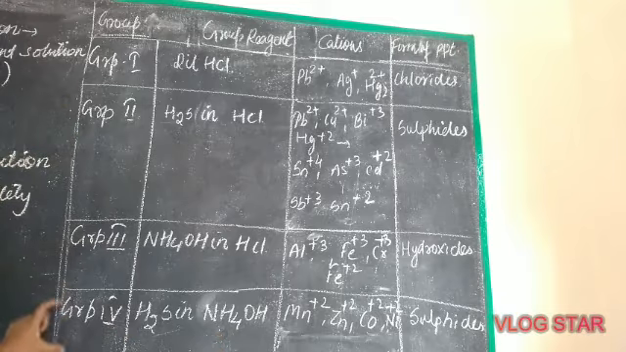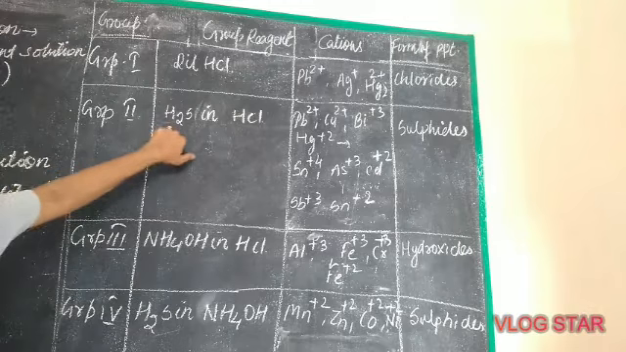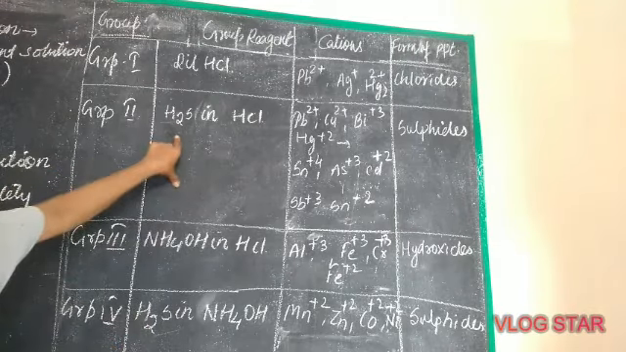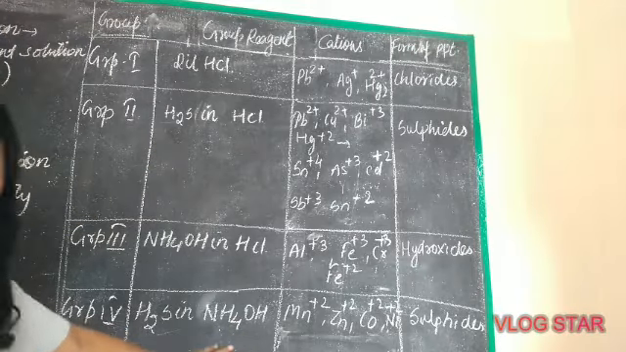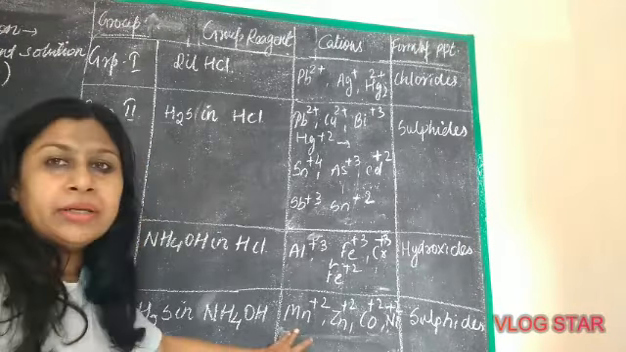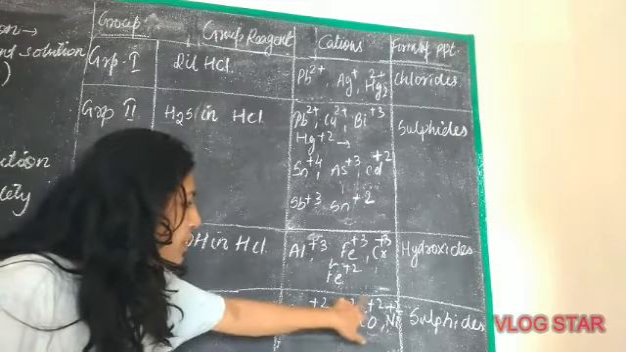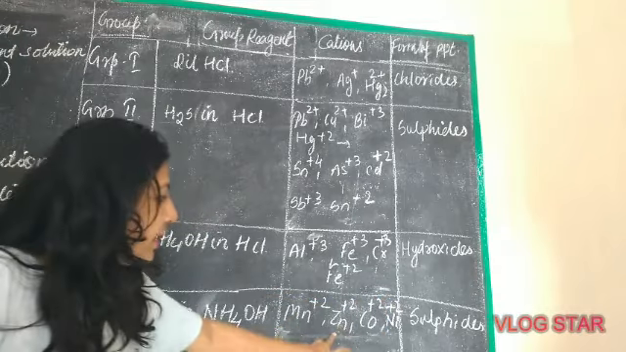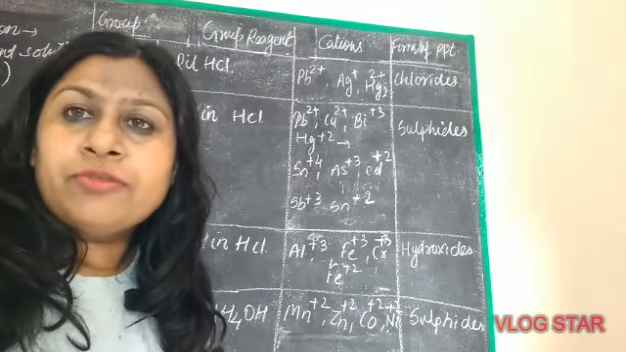Group 2 and group 4, here these both have the reagent, that is H2S. Here it is in presence of HCl, and here it is in presence of NH4OH. The radicals or the cations are Mn2+, Zn2+, Co2+, Ni2+. Manganese, zinc, cobalt, nickel, and they precipitate in form of sulfides.